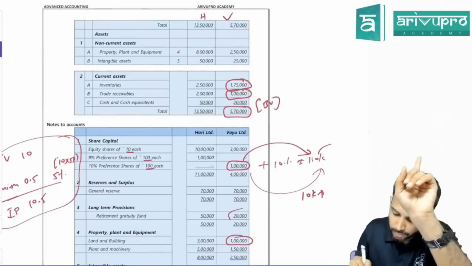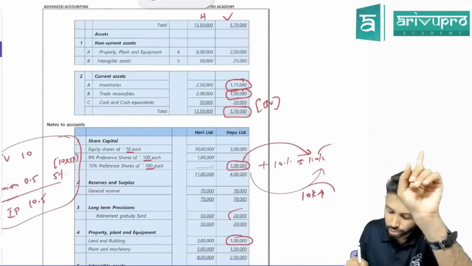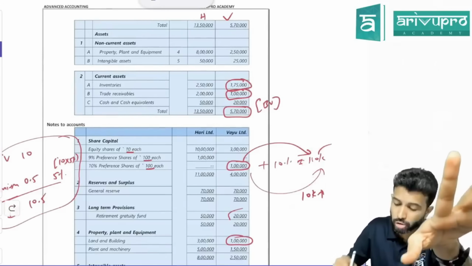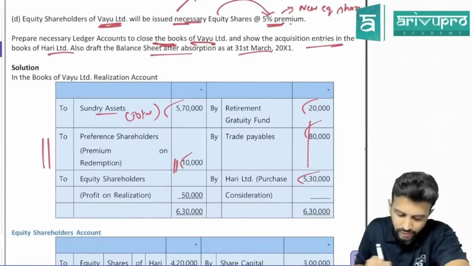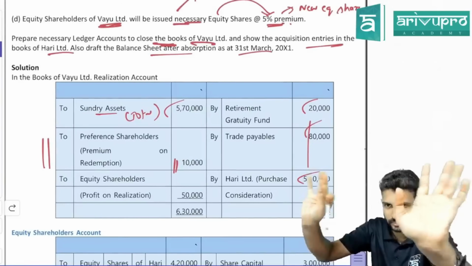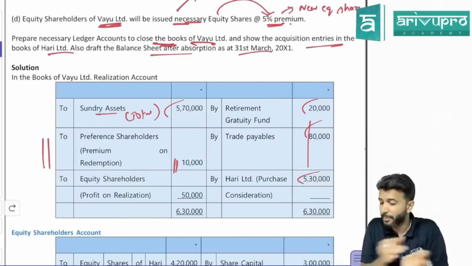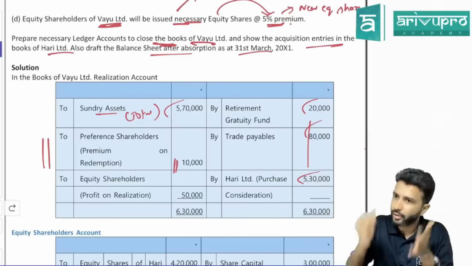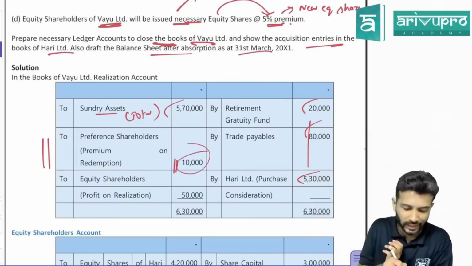For 1 lakh of preference share capital, you paid 1,10,000. How much more? 10,000 more. So where should it come? Obviously on the debit side. Now this is a formula. I wouldn't recommend a formula, but sometimes we will not have time, so you can quickly plug in these numbers, because all this will carry 1 or 2 marks.